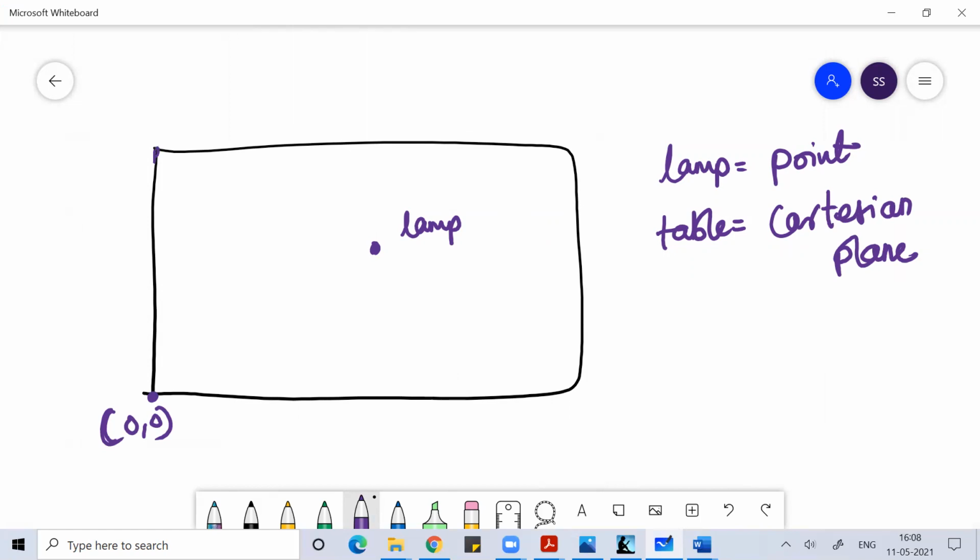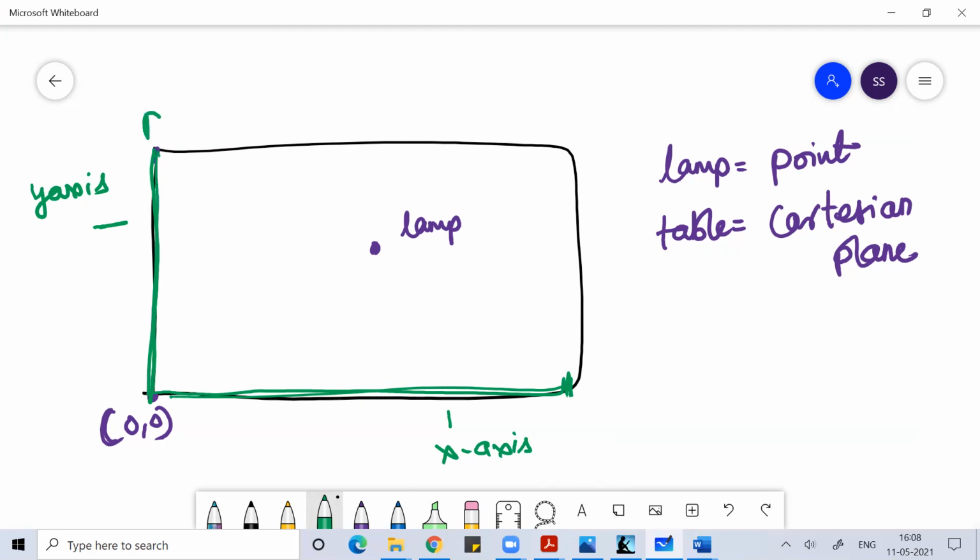And this line is my y-axis, and this line will be my x-axis. Then with any measuring tape or scale, I just measure the distance, maybe in meters or centimeters, and simultaneously I'll measure this distance. So if this is AB and this is BC, let AB be suppose 10 meters and BC equal to 20 meters, randomly writing.